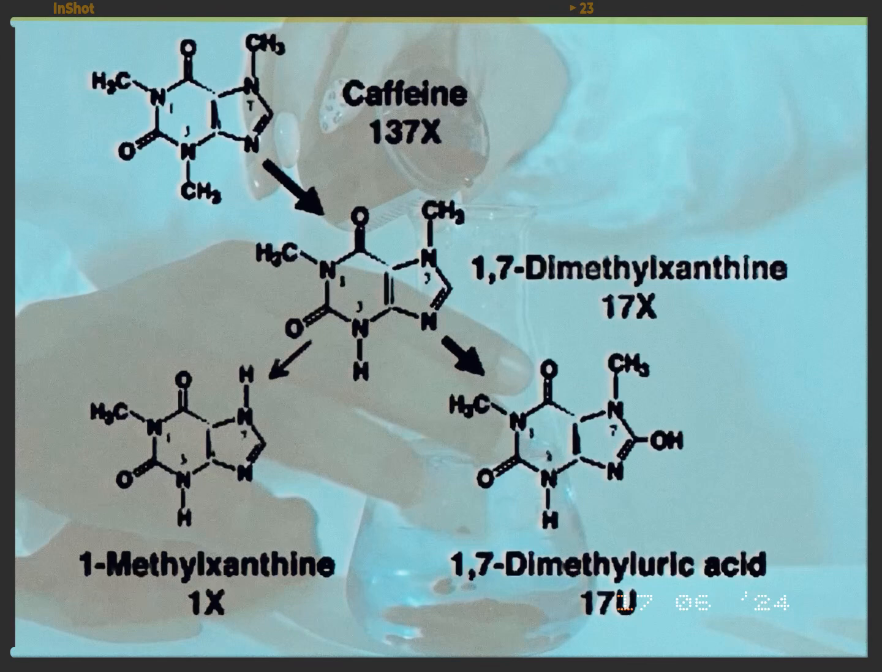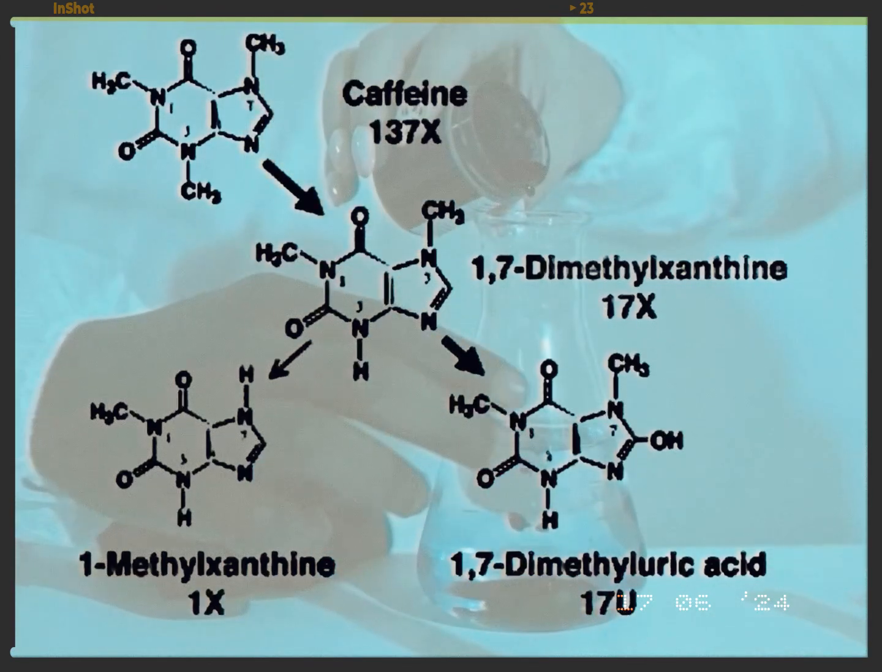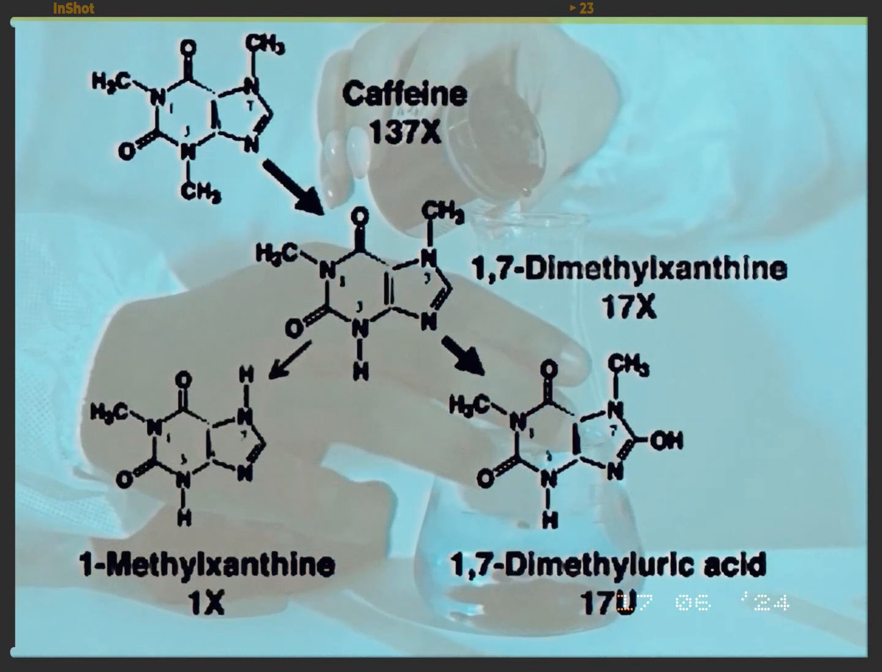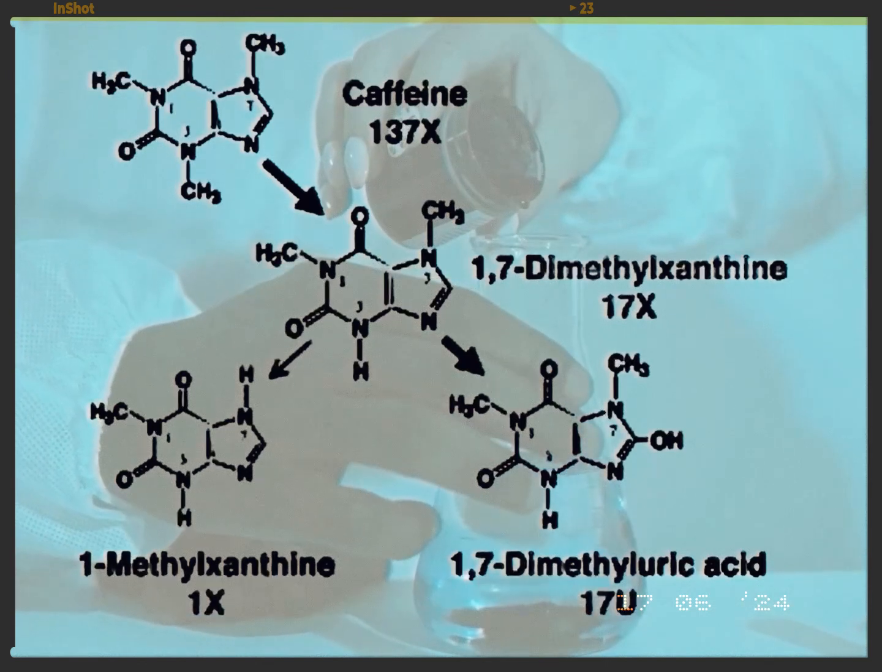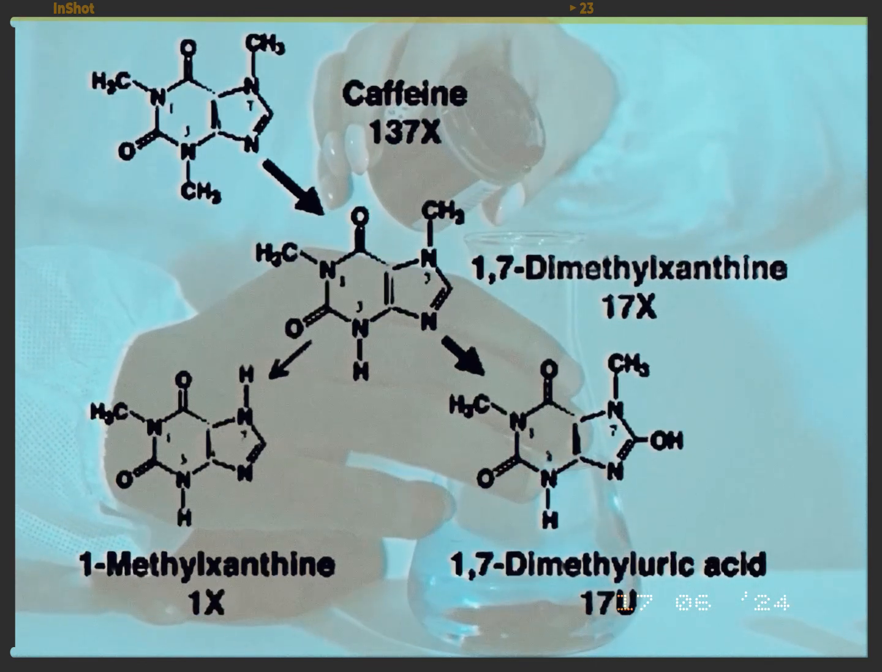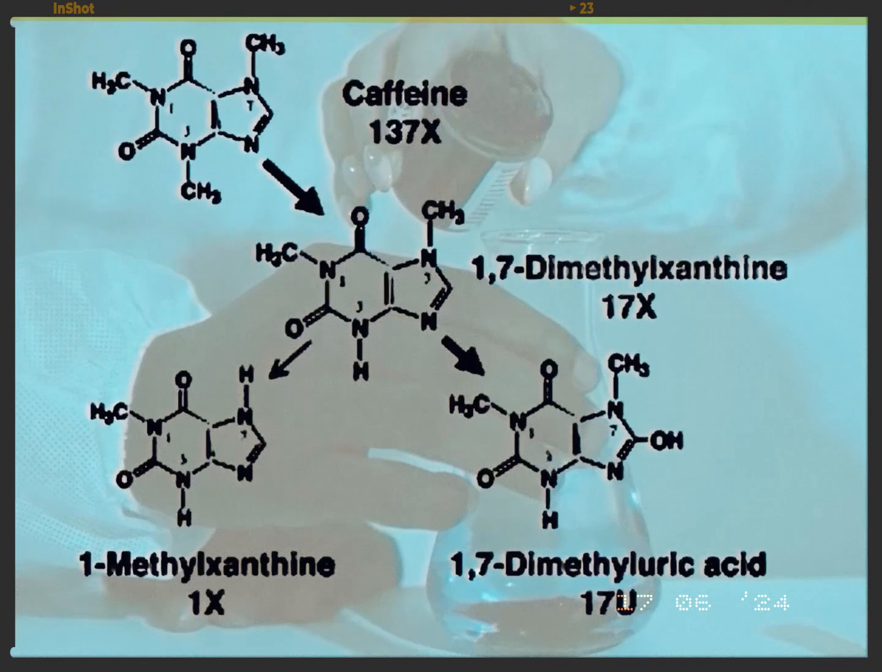Caffeine will break down into 1-methylxanthine, and if it breaks down a little bit differently, it'll break down into 1,7-dimethylxanthine, which will break down into 1,7-dimethyluric acid.